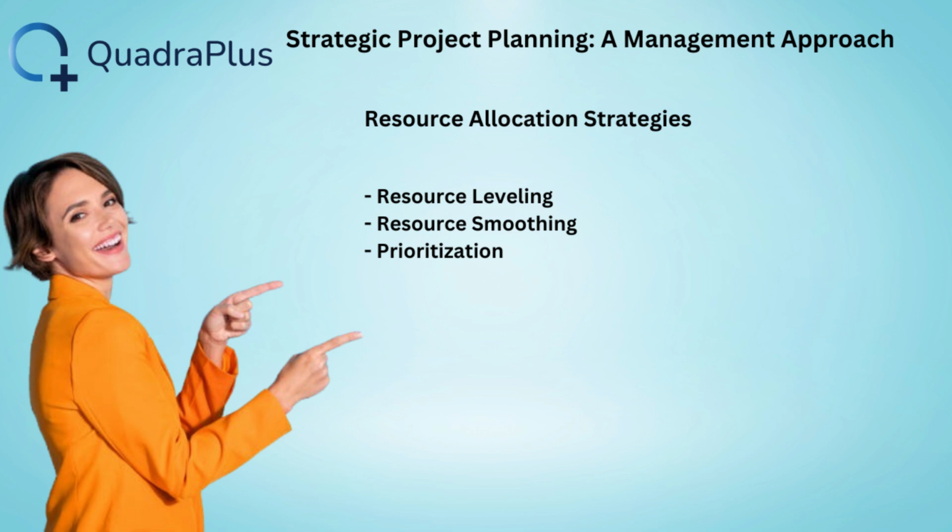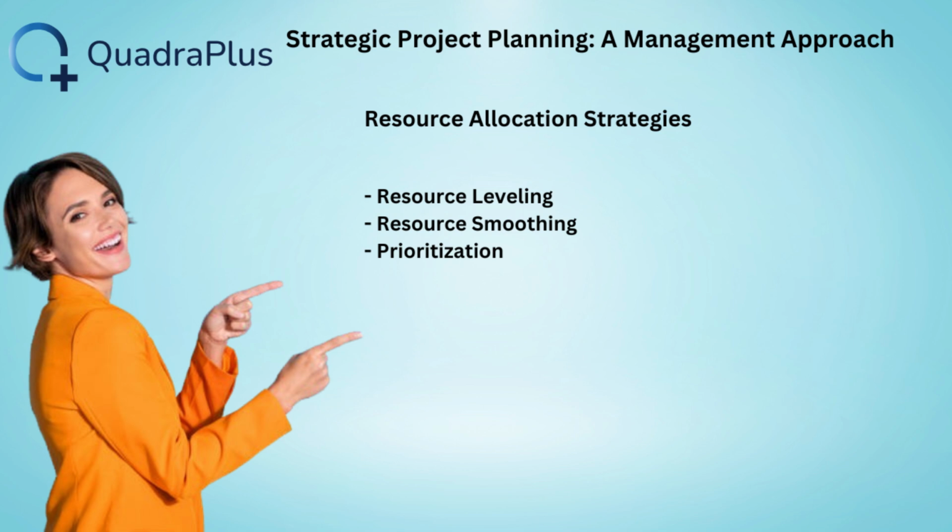Key strategies for resource allocation. 1. Resource leveling, adjusting the project schedule to address resource constraints. Resource leveling is a technique that modifies the project timeline to resolve resource conflicts. This means that if a particular resource is overbooked, project tasks may be rescheduled or extended to maintain a realistic workload.